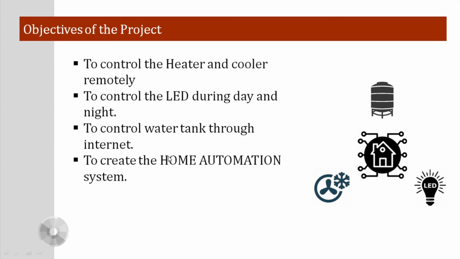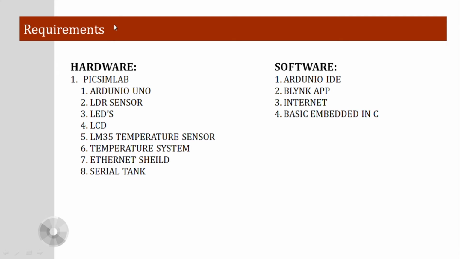Going to the next slide, these are the requirements to complete our project. First of all, we have two types of requirements: one is hardware requirements and the other is software requirements. As we have done in simulation, the software requirements are required. The software requirements are Arduino IDE, Blynk app, internet, and basic embedded C language.